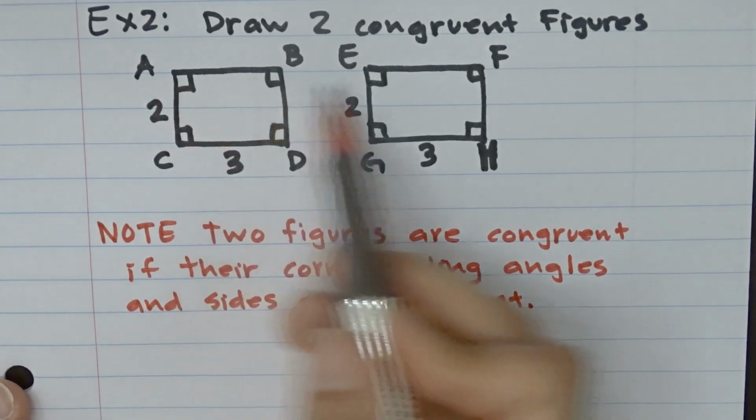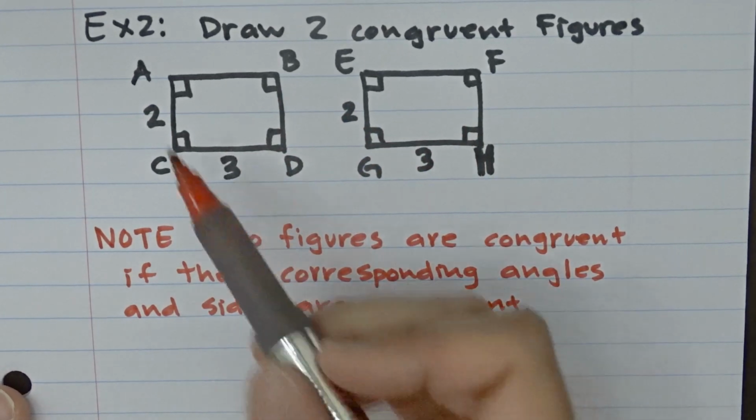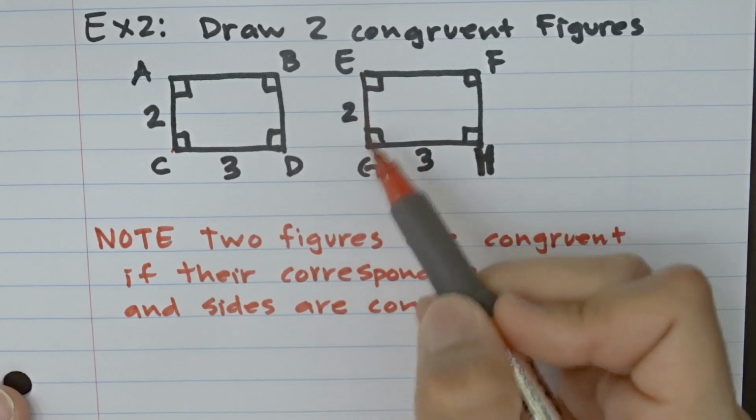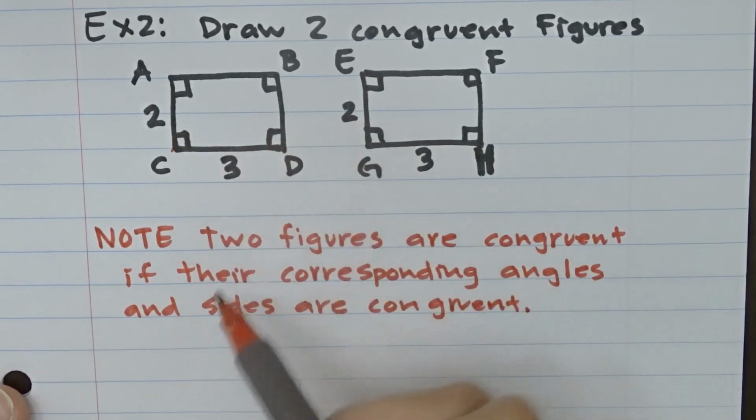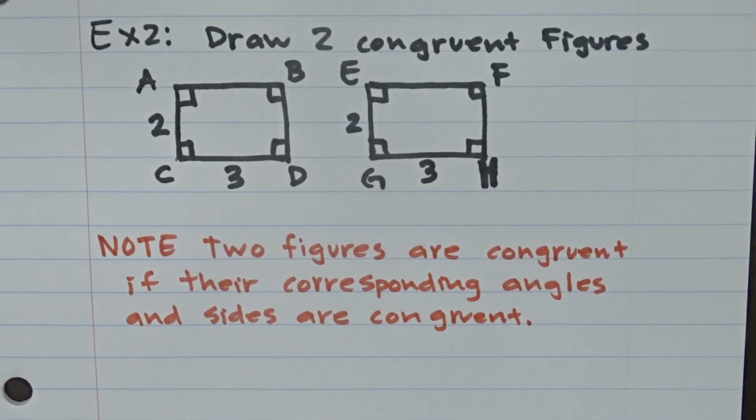So I have corresponding angles that are congruent, same measurement, and I have corresponding sides that are also congruent, and corresponding sides again that are congruent. So therefore, my entire figures are congruent.